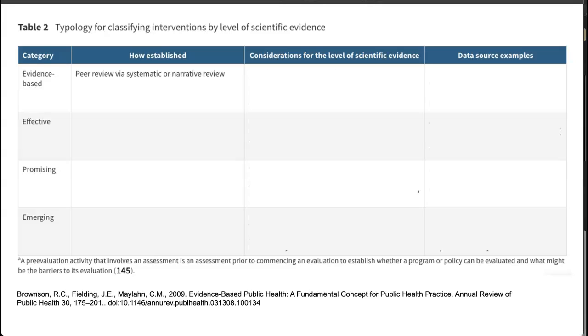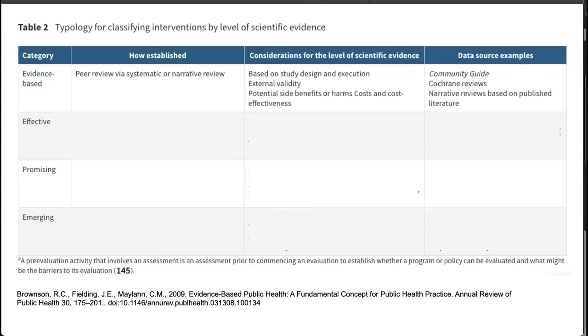All right, so now we're finally getting to the Brownson categories. The first is evidence-based. This is a peer review that has been done. This is basically a systematic review or a narrative review of several different studies that have come together, and they said, okay, this is all the data that we pulled together from these several studies, and this is the outcome. Examples of data sources would be the Cochrane reviews, narrative reviews, or the Community Guide.